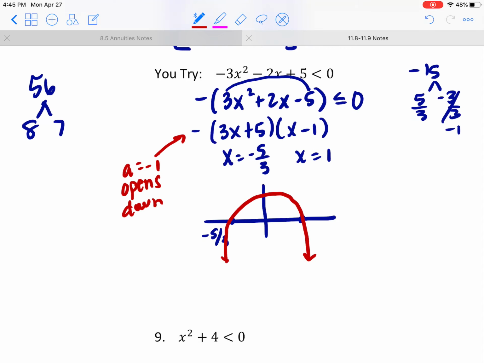Okay, -5/3 is somewhere over here, +1 somewhere over here, and this negative tells me, if a is -1, that this thing opens down. It's going to open down through those roots. So something like this, okay? And I covered up my 1.